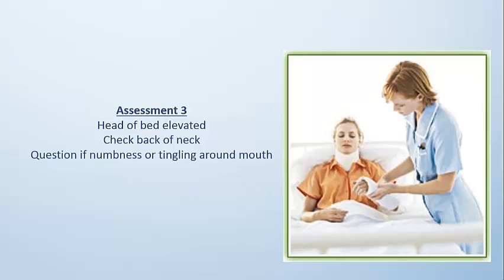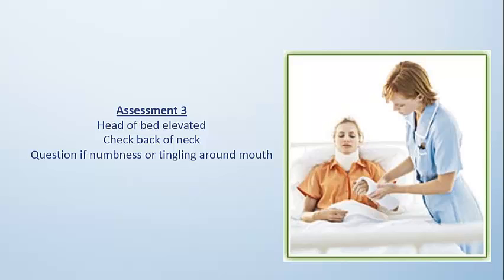We want to check the back of the neck. Why do we check the back of the neck? We're checking for bleeding. Number 1 priority after airway with any patient who comes back from a thyroidectomy is the fact that they can hemorrhage. It's very rare, but it can happen. Remember, the thyroid is a very vascular gland.